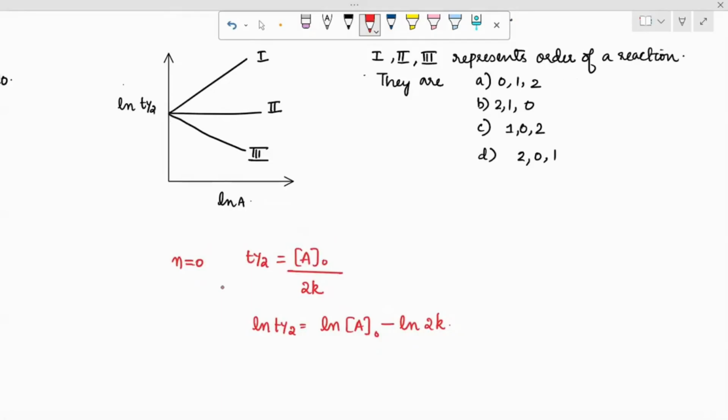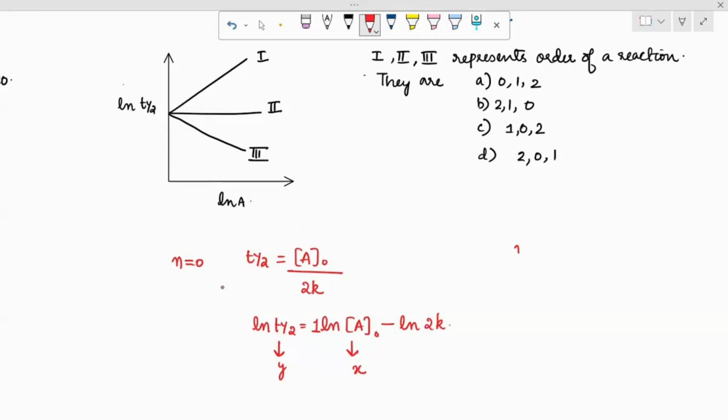For a zero order reaction, if this is Y and this is X, you can see that this is a linear graph. This is going to be a linear graph. Okay. So see, its slope is positive. Positive slope, mx, the value of m is 1 and it is positive.